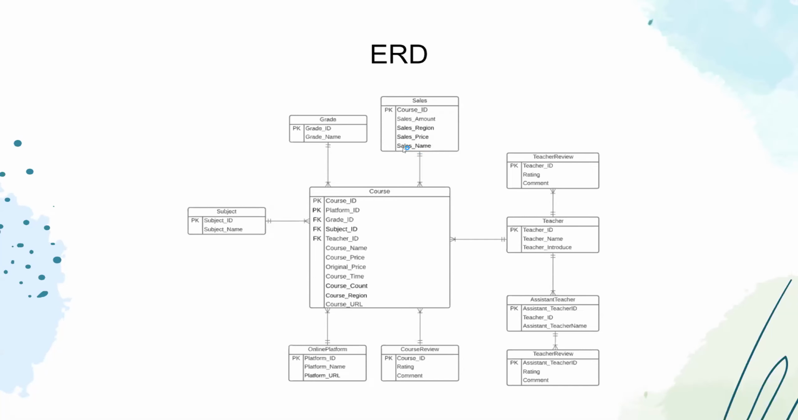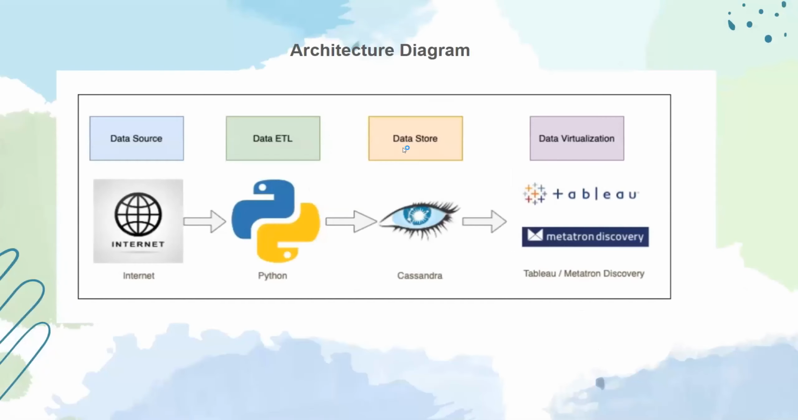Next slide. And for project architecture, we will use web scraping for downloading the source from online. And then we will clean our raw data with Python and load our data into Cassandra. And to output our data, we will use Tableau for visualization and discovery as well. That's my part.